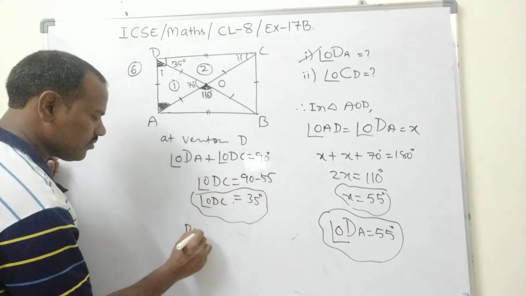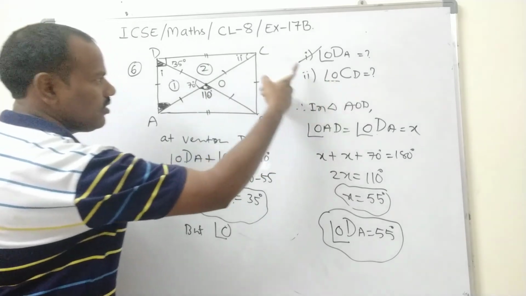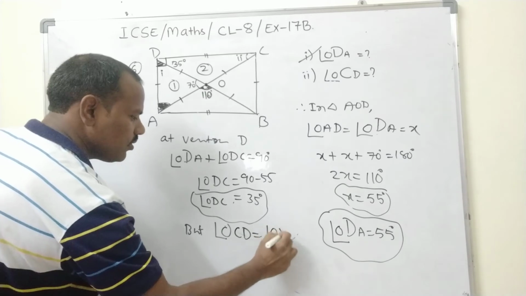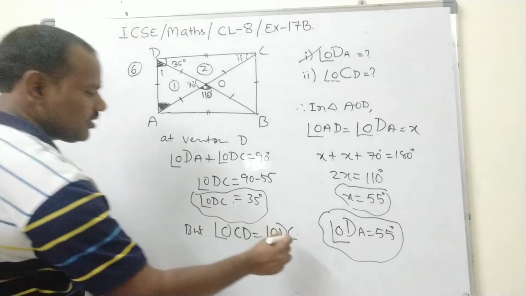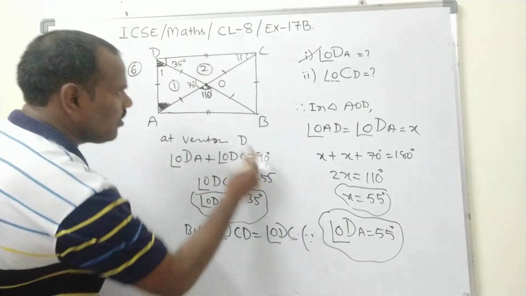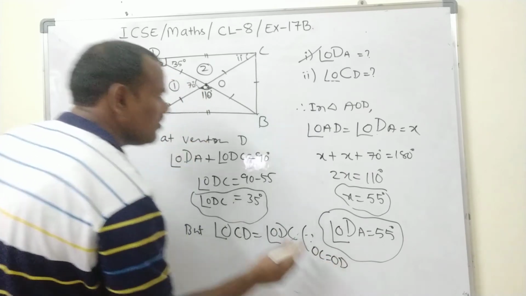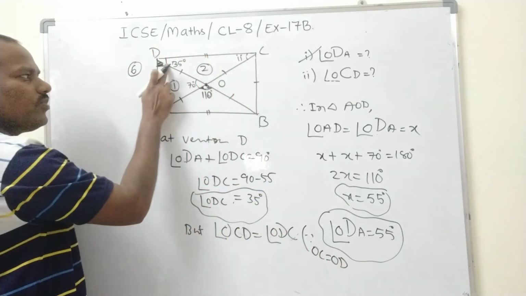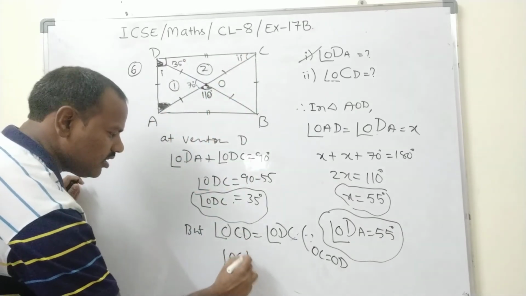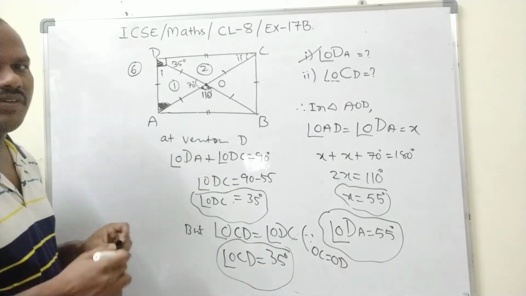But angle OCD means the second one, OCD. Angle OCD is equal to angle ODC, because triangle COD is an isosceles triangle, or else OC length equals OD length. That also you can write: OC length equals OD length. OC's opposite angle is this one, 35, OD's opposite angle is this one. So therefore angle OCD is equal to 35 degrees. That's it. Nothing difficult. Very simple.